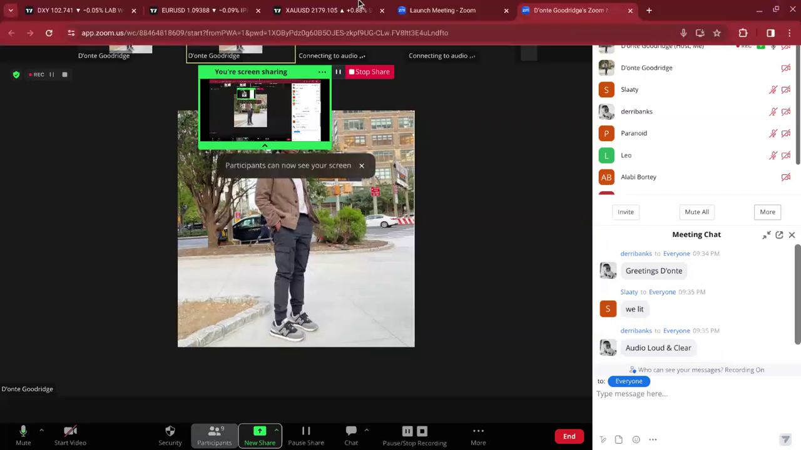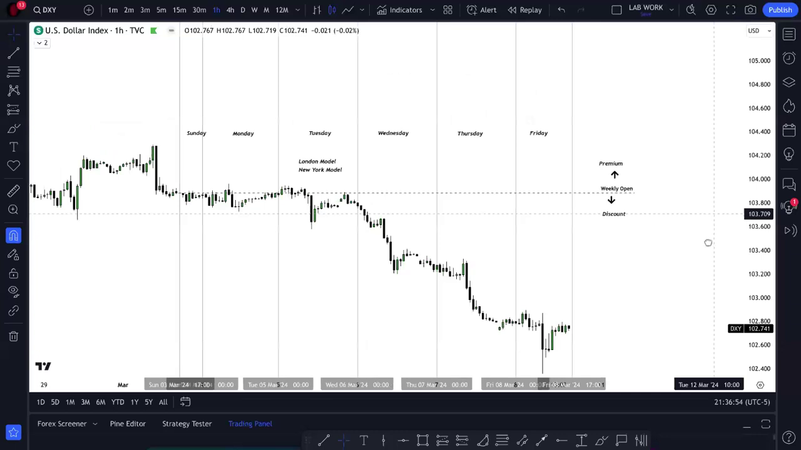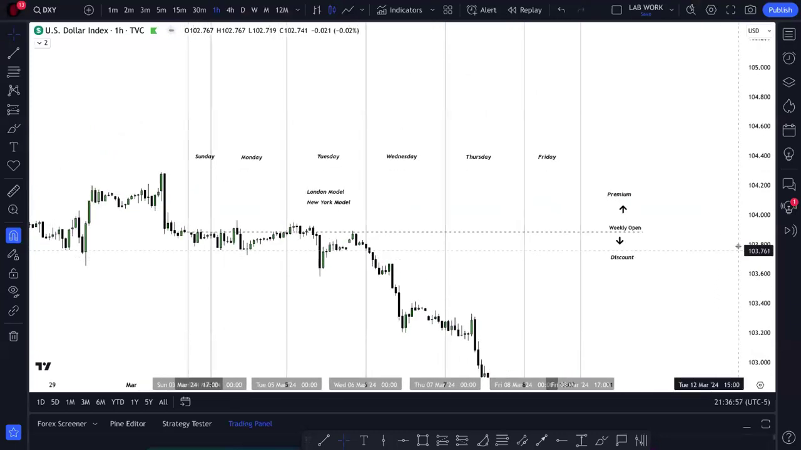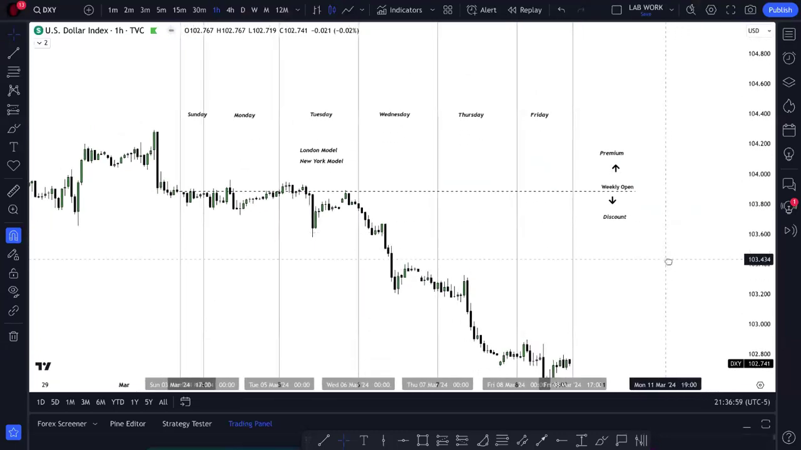So we're going to share the screen. Everybody should be able to see the screen now. You should be looking at the dollar index. So as always, we've got the weekly range review. We have the opening price.